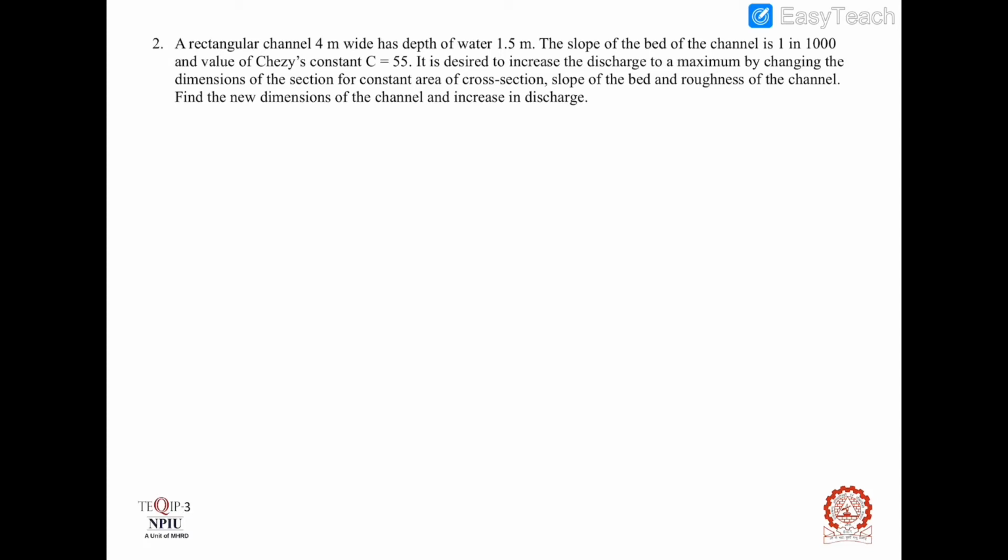So in this problem, the dimensions of the channel, that is width and depth of flow, are given for the rectangular channel.